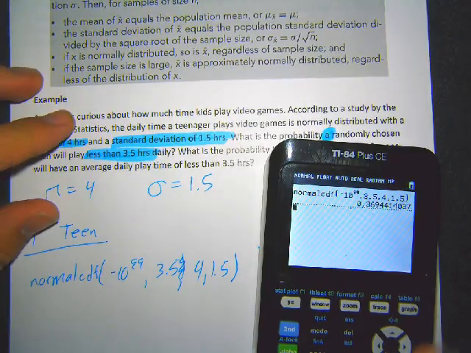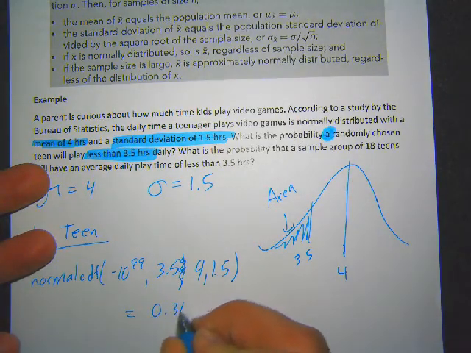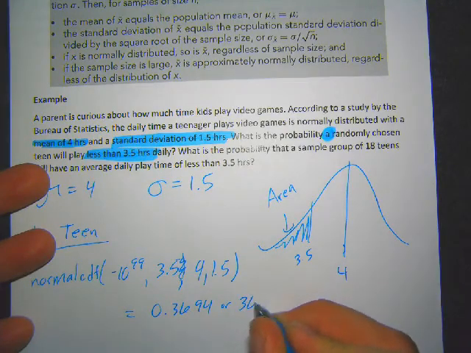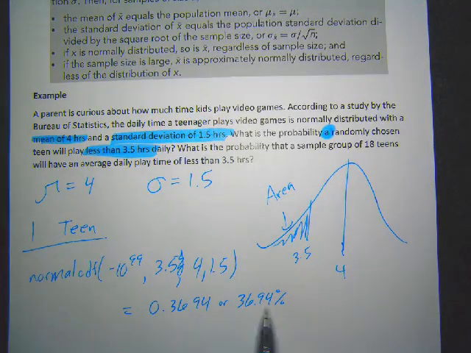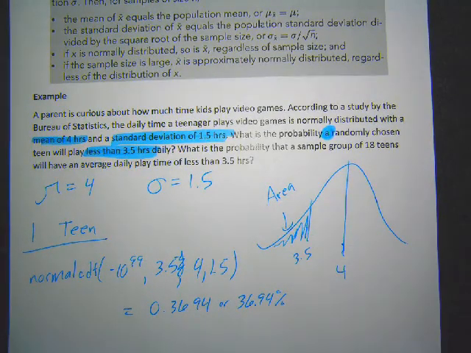And that gives me a value. So my value for this one is 0.3694, or about 36.94%. So there's a 36% chance, if you just pick one teen by themselves, that their average time playing is less than 3.5 hours. Okay, this is for one teen.